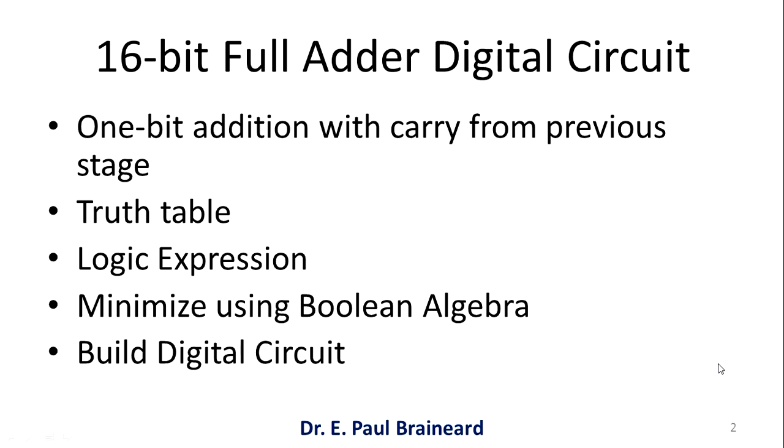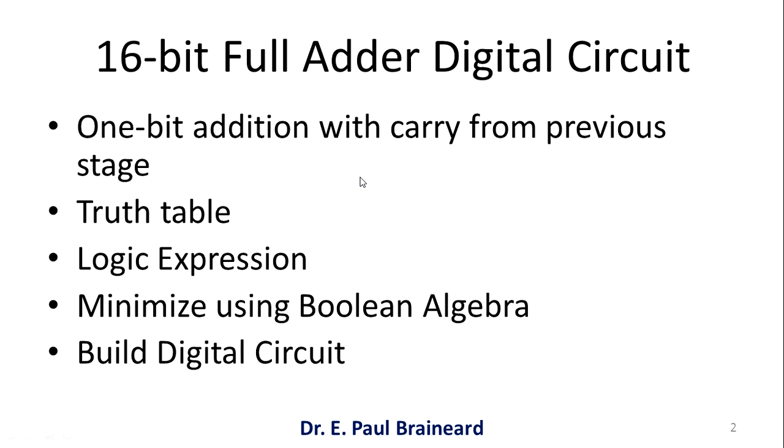So we will begin with 1-bit addition with carry from the previous stage. So it forms a full adder circuit. Here carry also is included. Then we will get the truth table. Once we get the truth table, we will build the logic expression from the truth table. And then we will minimize the logic expression using Boolean algebra. And then we build the digital circuit.